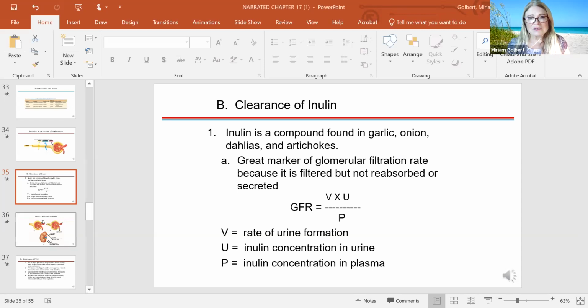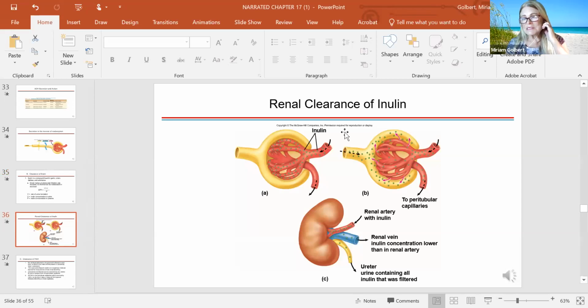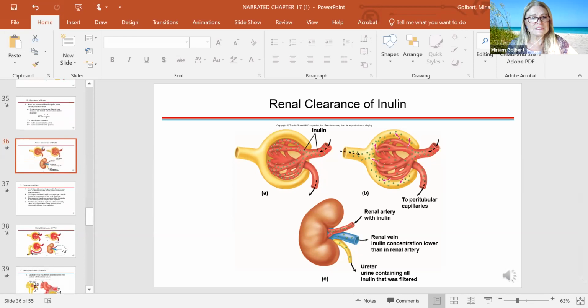And this is kind of like showing what happens to inulin. It is filtered here in the glomerulus, and then it's going to be eliminated in the urine, and we're also going to determine the levels in the blood. So like that, knowing a base amount in blood and then determining how much shows up in the urine, it gives the doctor a good idea of glomerular filtration rate, how fast something that is in blood is going to show up in urine. So that's one test that sometimes is done.